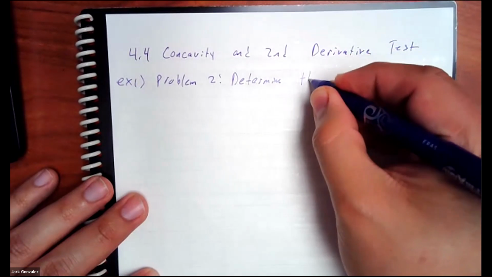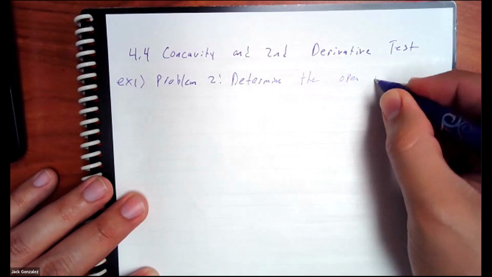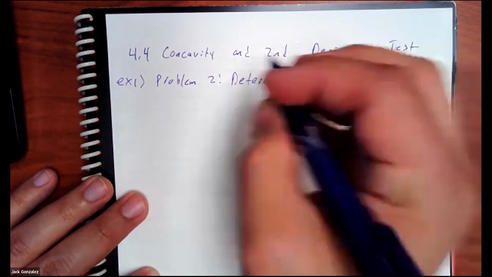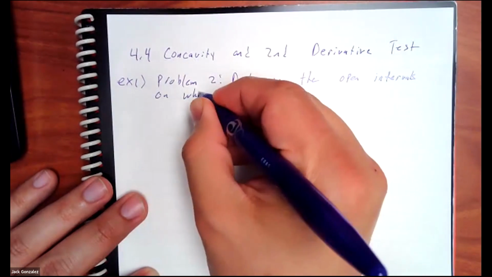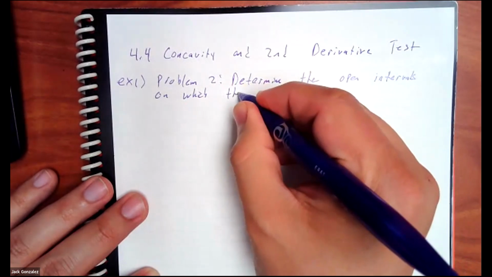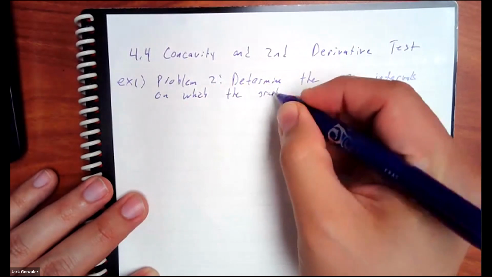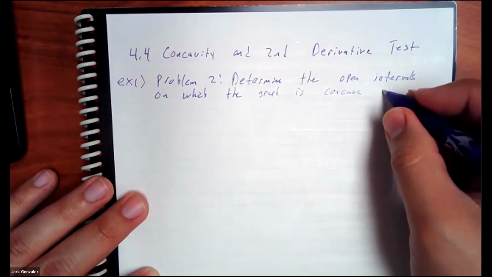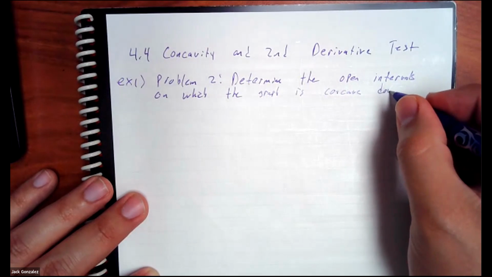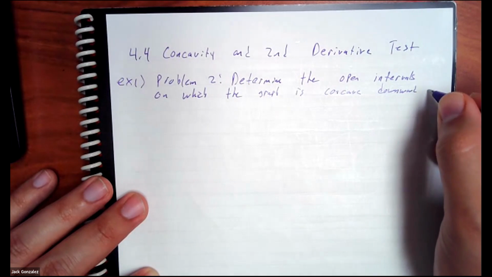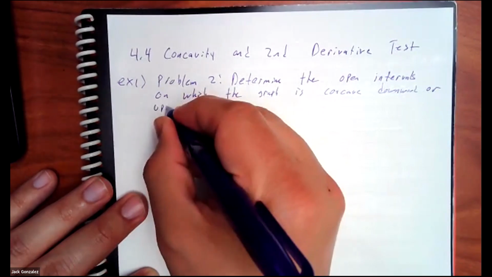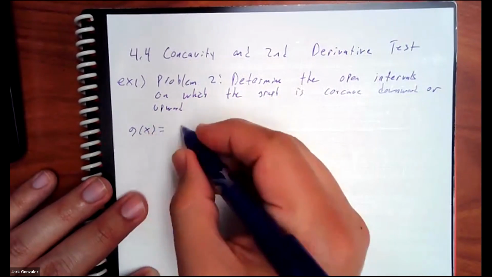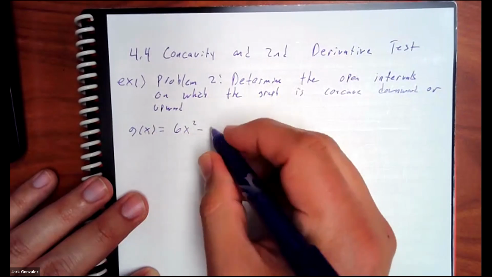Determine the open intervals on which the graph is concave downward or upward. So here's a function they give us, 6x squared minus x cubed.